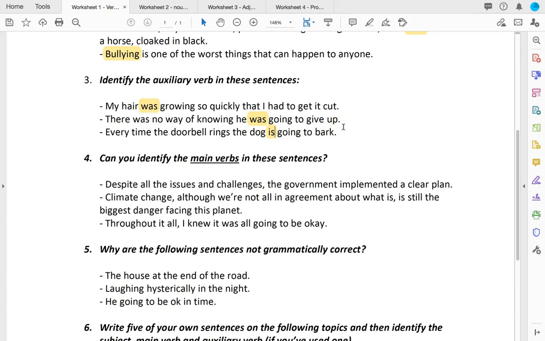Number 4, can you identify the main verbs in these sentences? Despite all the issues and challenges, the government implemented a clear plan. Okay, so the main verb here is implemented. Climate change, although we're not all in agreement about what it is, is still the biggest danger facing this planet. Okay, so is our main verb. Climate change is the subject, is our verb. Remember, a verb is a word of action, doing or being. Throughout it all, I knew it was all going to be okay. Okay, and knew is our main verb there, the main thing that's happening.